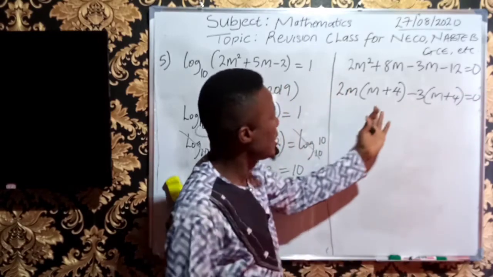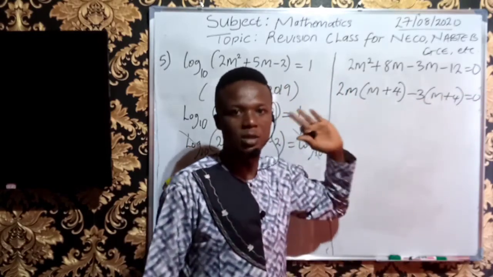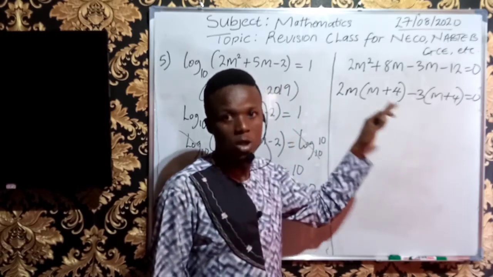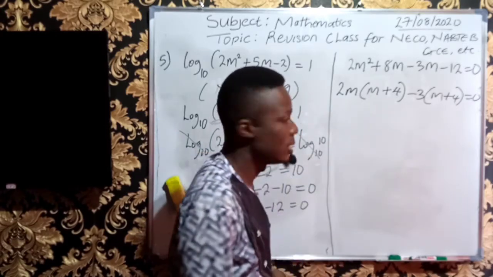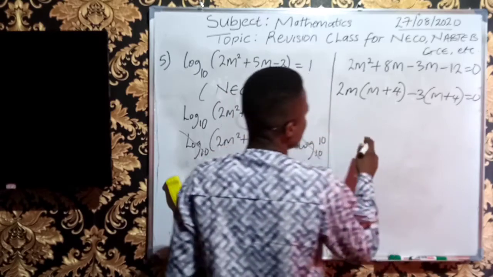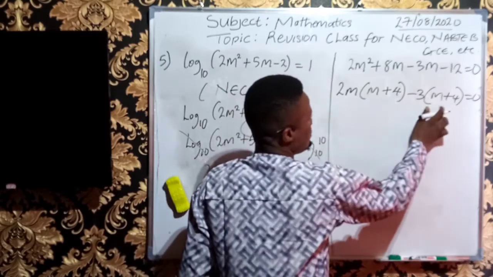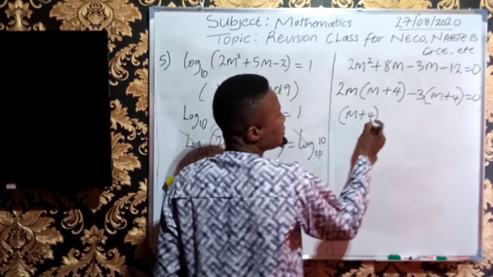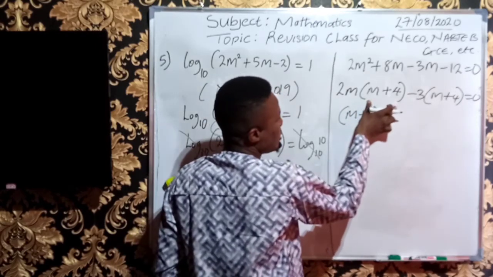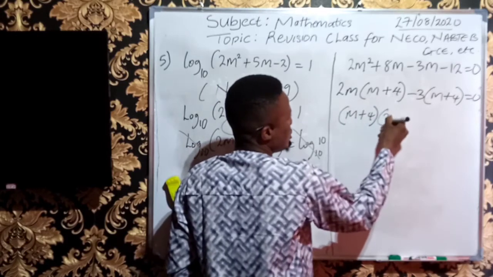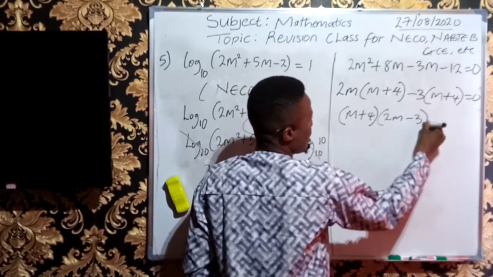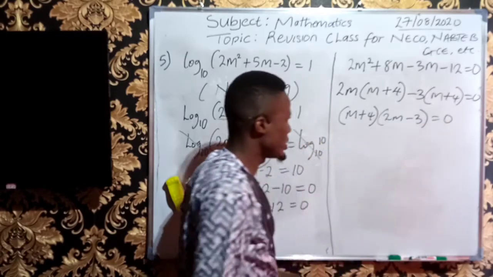You must ensure that the items in the two brackets are the same thing. If they fail to be the same thing, it means that there is a problem somewhere else. You go and fish out the problem and adjust it. So this is common, you factor it out. So I factor out m plus 4. When I factor out m plus 4 here, I am left with 2m. Coming to this side, I'm left with minus 3, everything equal to 0.